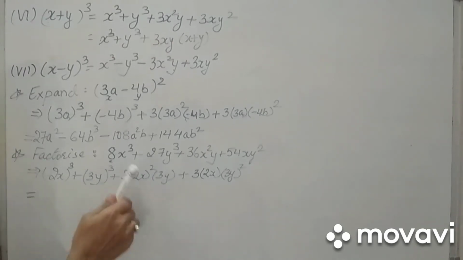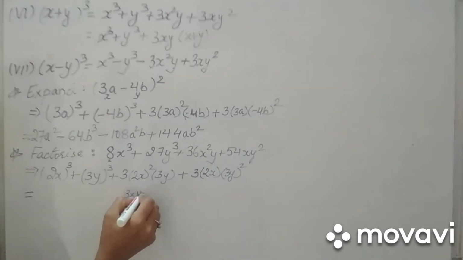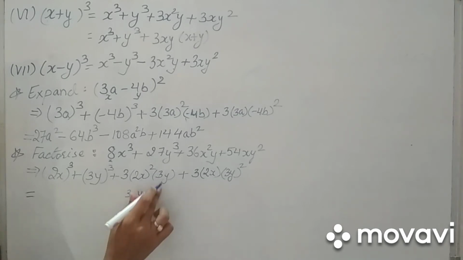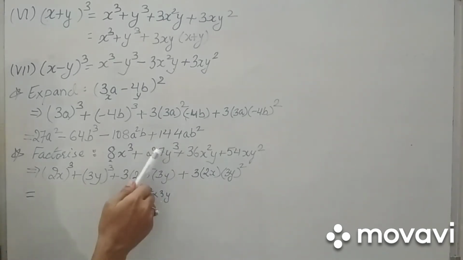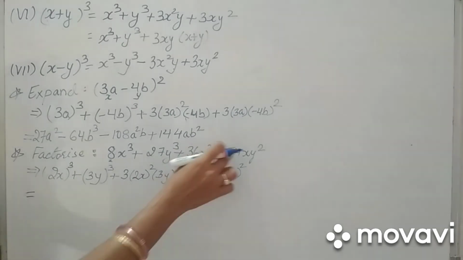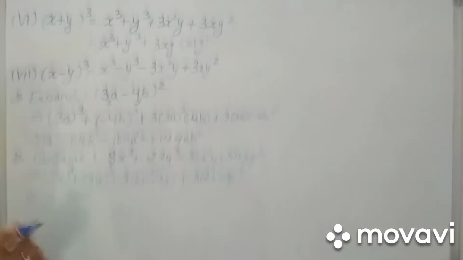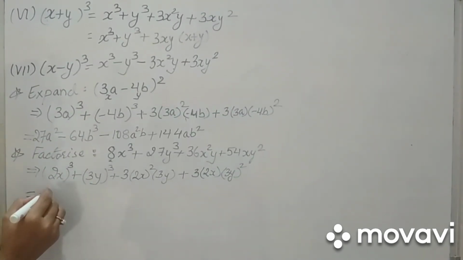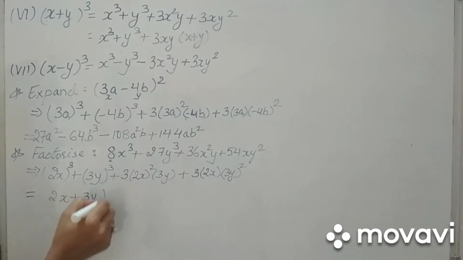Let's simplify this one. 3 into 4 x square y, x square into 3y. So what is this? 12. 12 3s are 36. I am getting 36. Okay, so my factors are correct. Same way you will get the factors for the 54. So factorized form would be 2x plus 3y bracket close whole cube.